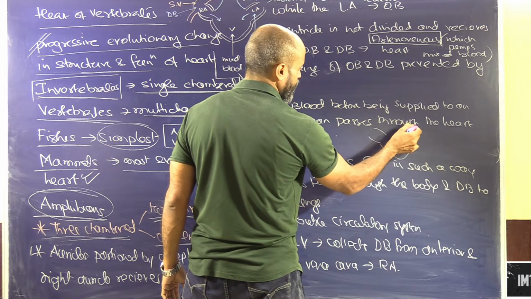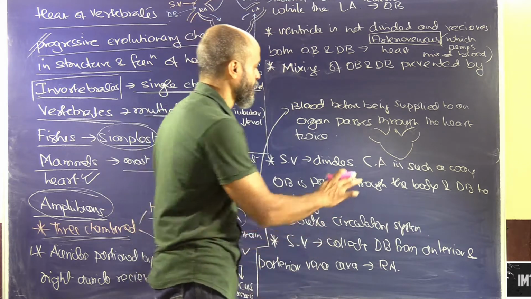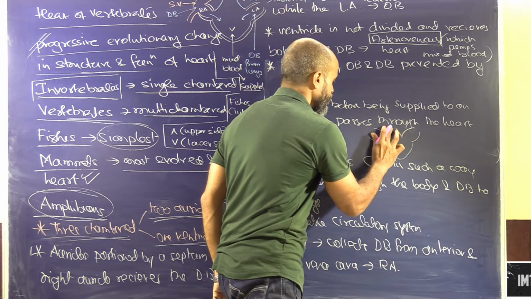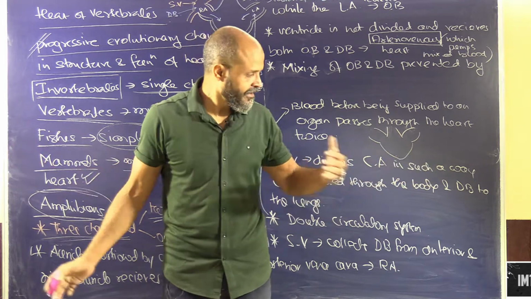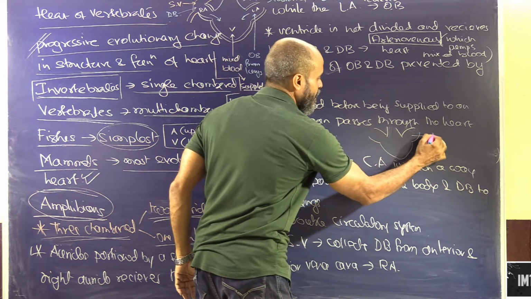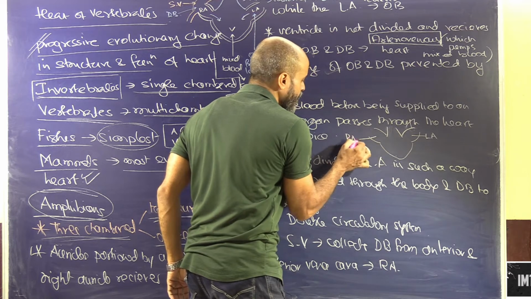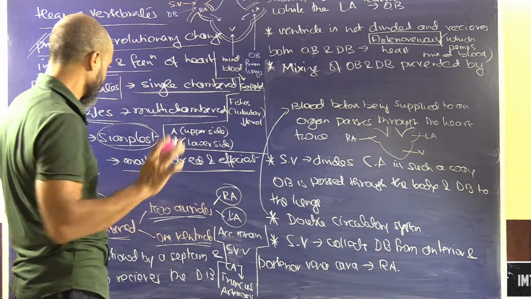So this is how we do the labeling part. We have to be a little precise about the labeling here. How we label is, we stand like this. This is our left part, so we label this as the left auricle. This obviously is the right auricle, and this is the single ventricle that we have in the case of amphibians.